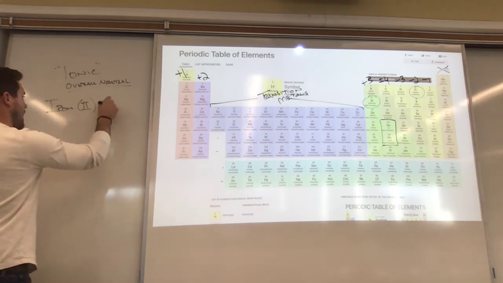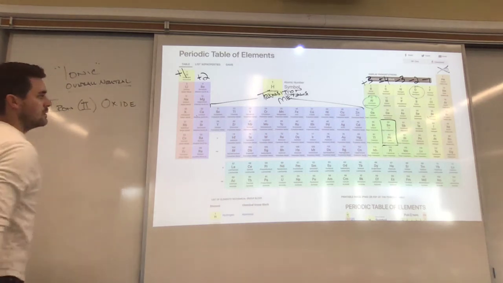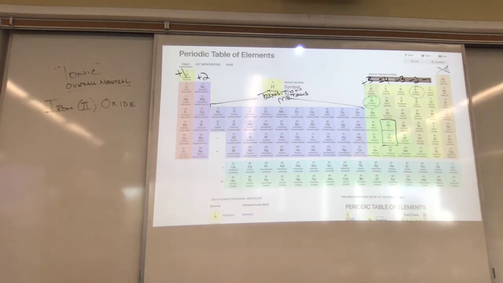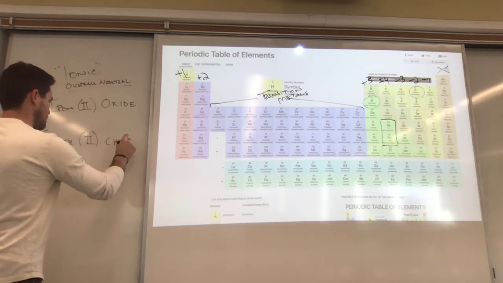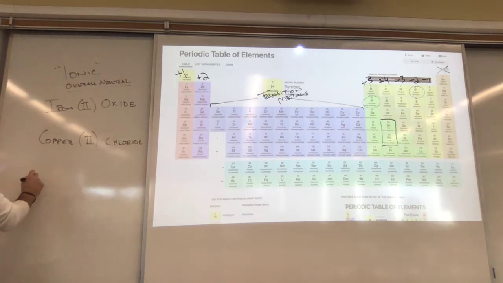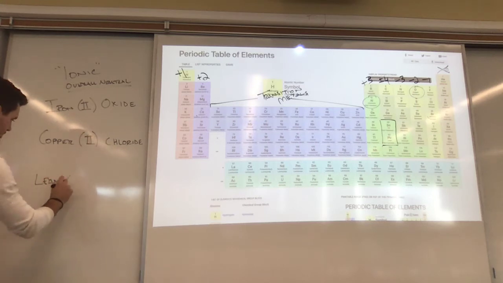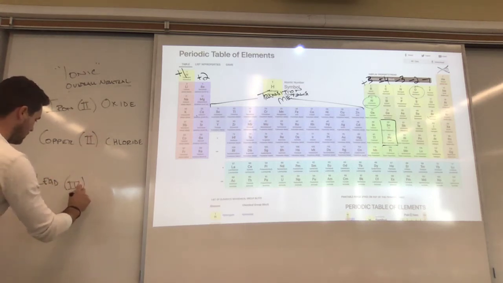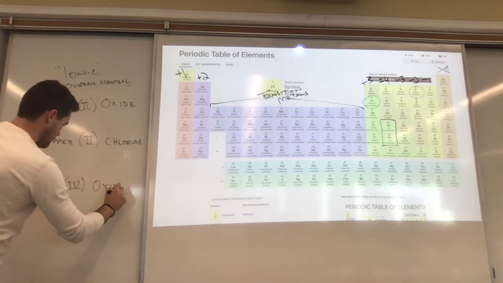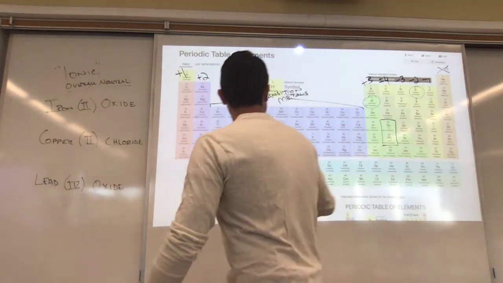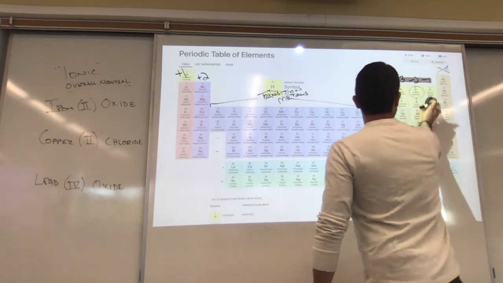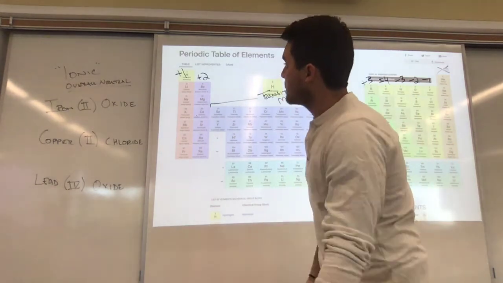Iron 2 oxide. Let's try copper 2 chloride. And let's try lead 4 oxide. Let's just try these chemicals and see what happens. Immediately, when I see these, I can go ahead and try the same thing I've been doing before. Let's go try the same thing. So, first chemical, iron oxide.